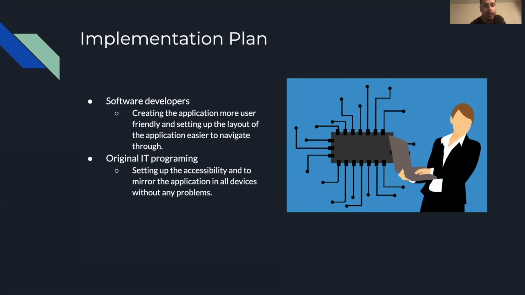So the first one, having the ability to reach out to software developers from UNLV. This will help create the application for more user-friendly and setting up the layout to the application easier to navigate through. The second one, our setup on how the application would be laid out and viewed. We could take it to the original IT programmers in order to set up the accessibility to all devices, and the software that makes up the application mirror each other in all devices, so they are similar or identical in all devices.